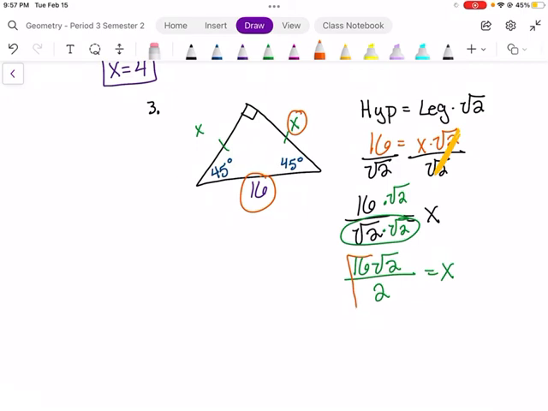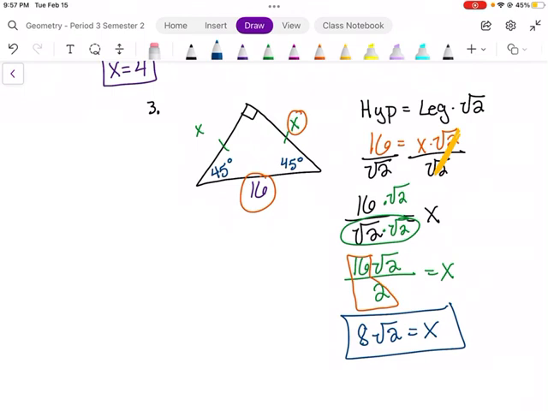Then, once you get to this part, you are going to check with the numbers that are outside of that square root sign and see if they have any common factors. This one, they are both divisible by 2. So we're going to end up with just 8 square roots of 2 equals x. If you put it over 1, I would still count that correct, but this would be the most simplified answer.